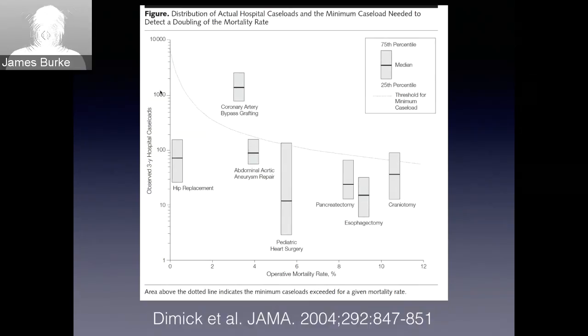And we can maybe do bypasses, right? And everything else, the volumes, if you're going to be able to reliably detect any real-world difference there based on what their reported mortality rates are, we've got big, big problems.